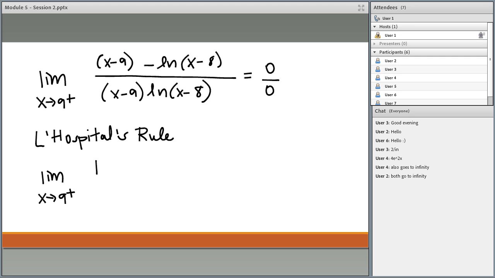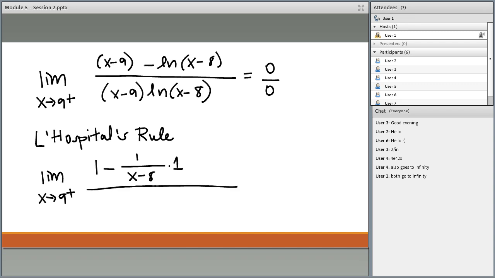And then what about the derivative of natural log of x minus 8? So remember the derivative of natural log is 1 over whatever's in those parentheses, and then times the derivative of what's in those parentheses. And in this case, the derivative of x minus 8 is just 1. So I'll go ahead and write it, and in the next step, I will get rid of it.